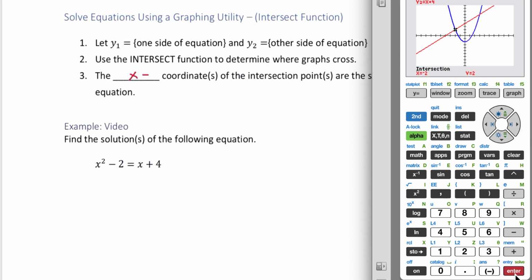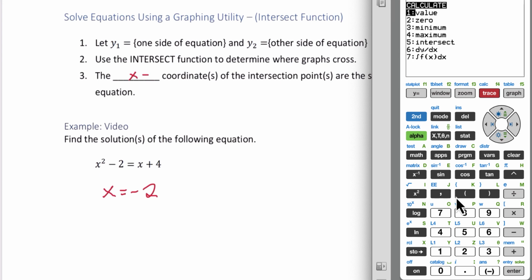Enter one more time, and it will give us -2, 2. That's the coordinate of intersection. The solution that we're looking for is the x-coordinate. So x equals -2.